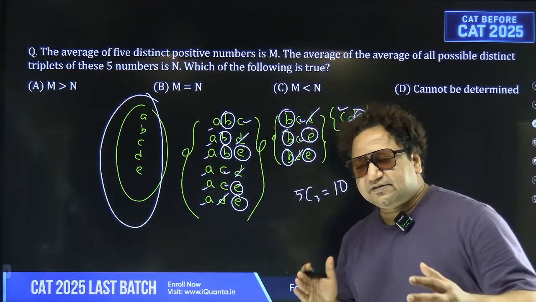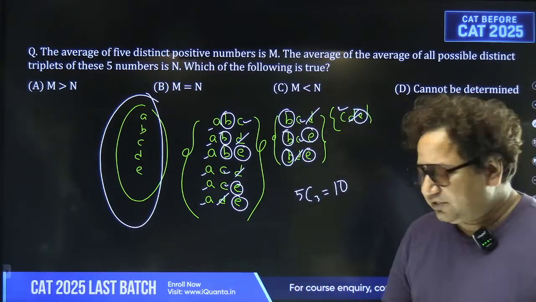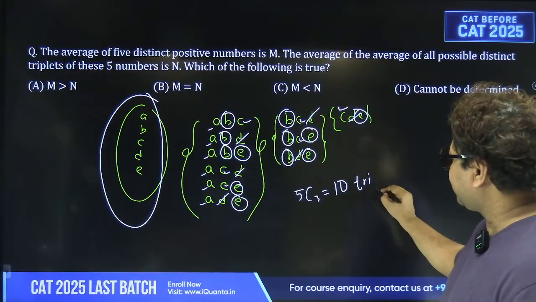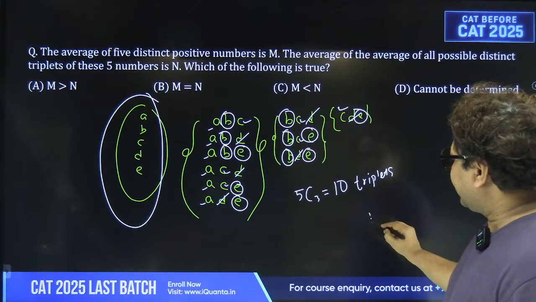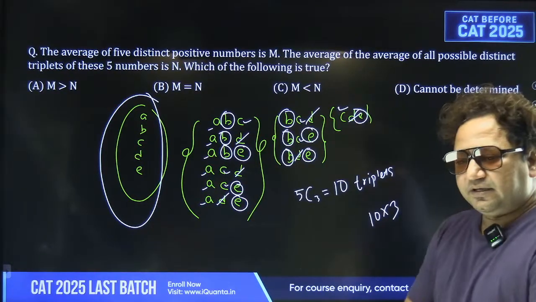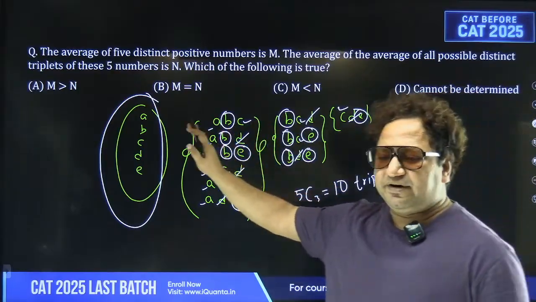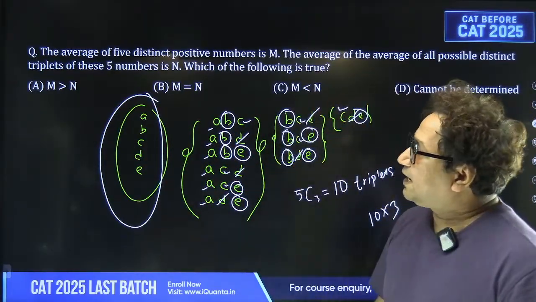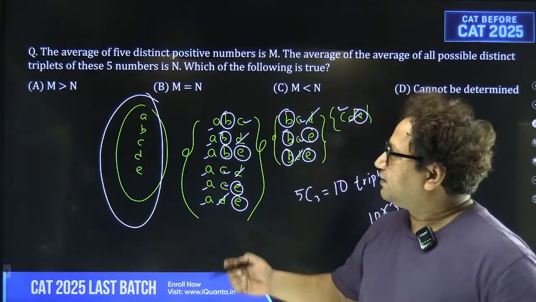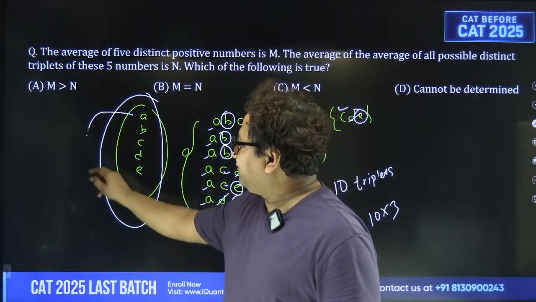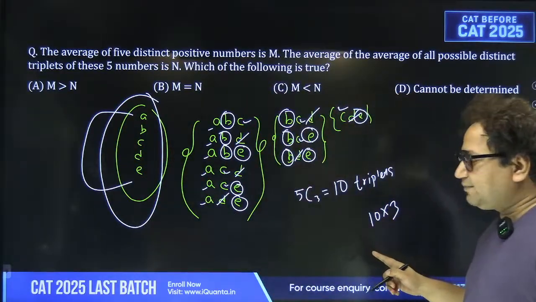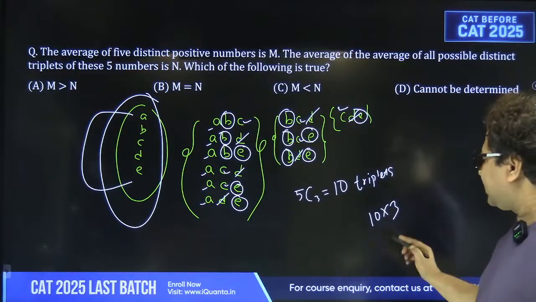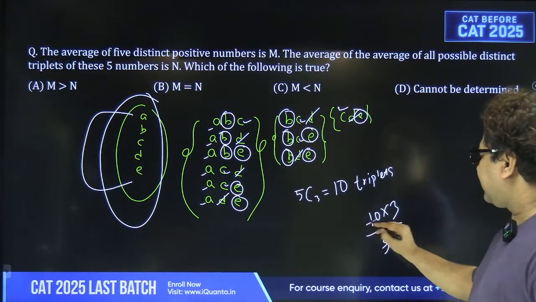And in these 10 triplets, there are 3 terms each. Obviously, that's why they are called triplets, yes or no? So overall, there are 10 into 3, 30 terms. Is that cool? 30 terms have been written with repetition. And how many numbers have been repeated? We are essentially arranging 5 different elements. So the same 5 people have appeared 30 times. Let's divide by 5. So I get 6.